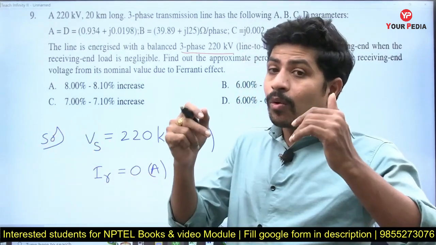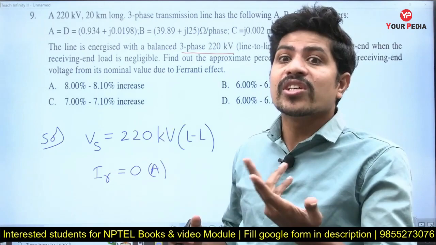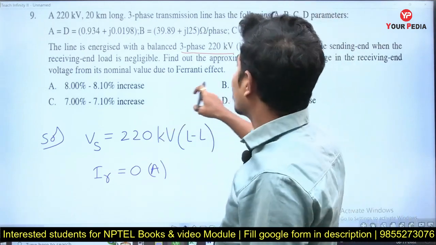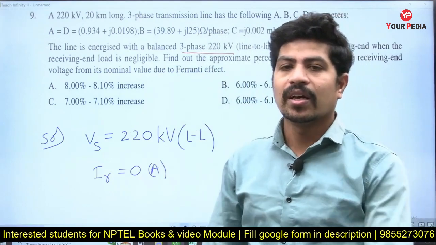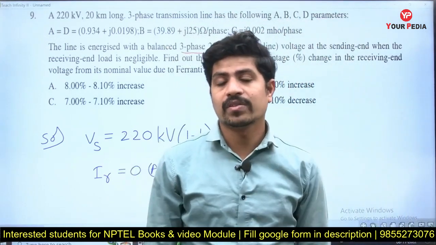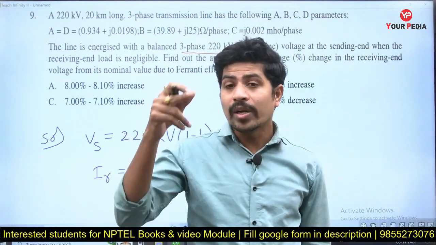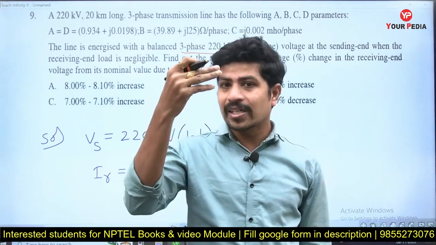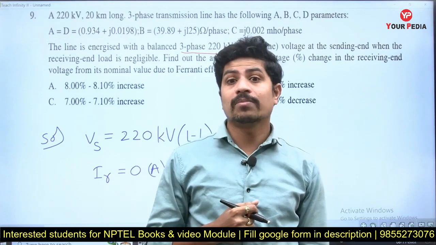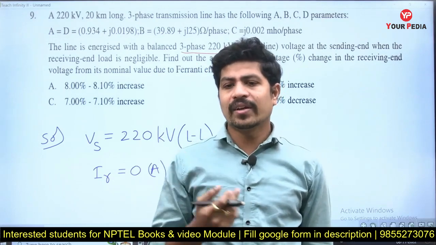He's saying that the receiving end voltage is changing. Why is it changing? Because of the Ferranti effect. Now understand what the Ferranti effect is. The receiving end voltage under no load or light load conditions is going to be more than the sending end voltage. It's called the Ferranti effect. Why does the Ferranti effect take place?